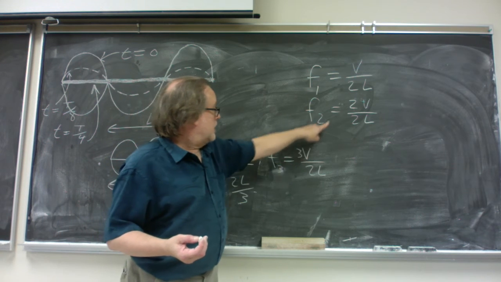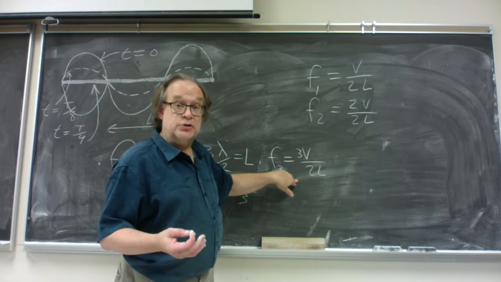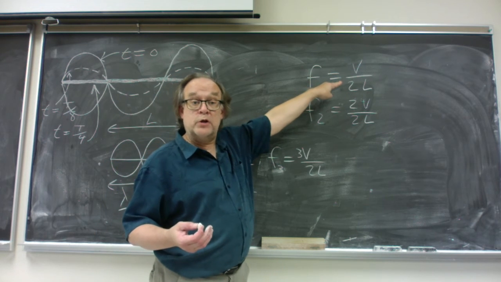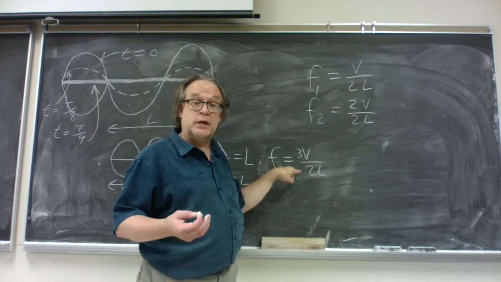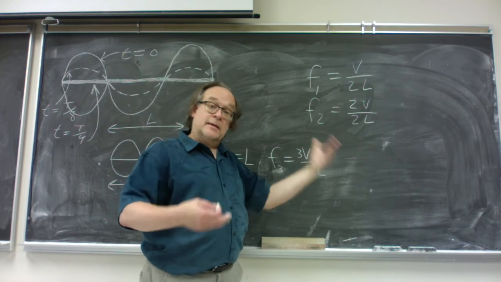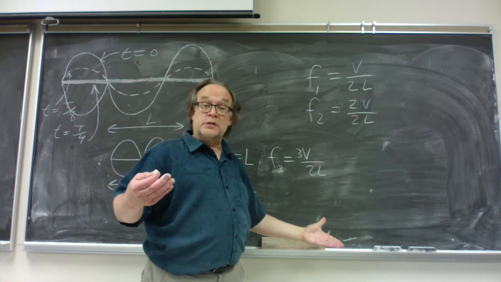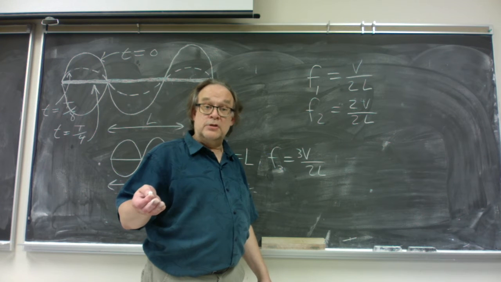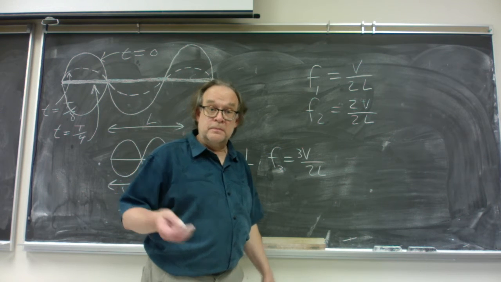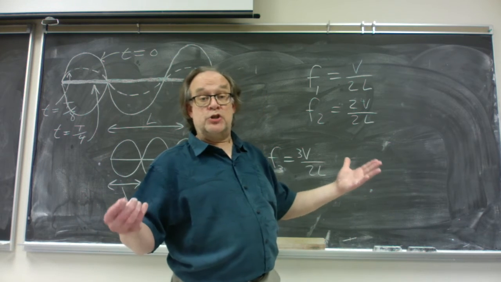Every one of these higher frequencies is just an integer multiple of the lowest frequency. This is 2 times the lowest frequency, this is 3 times the lowest frequency, and all other resonance frequencies that would give you standing waves are all integer multiples of the lowest frequency. So we can write that as a general rule.